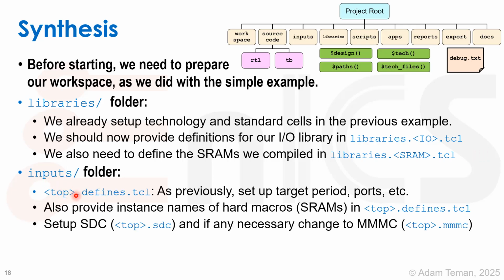Then we have the inputs folder, and in the inputs folder we have our top level name, defines, so that's our defines file, and that's an important file that's going to set up all kinds of things. It's going to set up a lot of these variables over here. So it's the target period, the ports, etc. Provide instance names of the hard macros. So we want to know what these SRAMs are that we're going to be using in our design. We're going to set up the SDC file. So there's the whatever our top level name is .sdc, and if we need to, we have to make changes to the MMMC. We probably don't need to make that many changes because they're mostly set up for our specific library that we're using. But now we can go ahead and start synthesis.